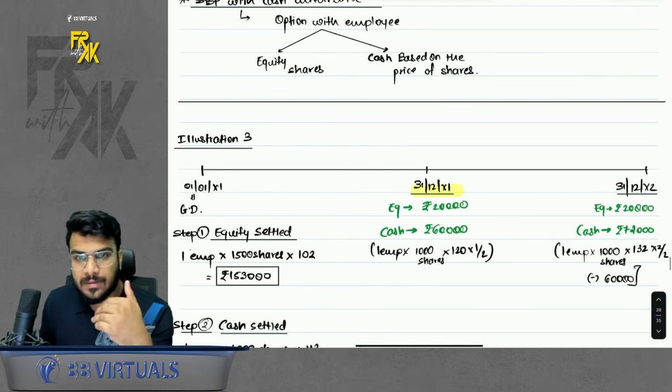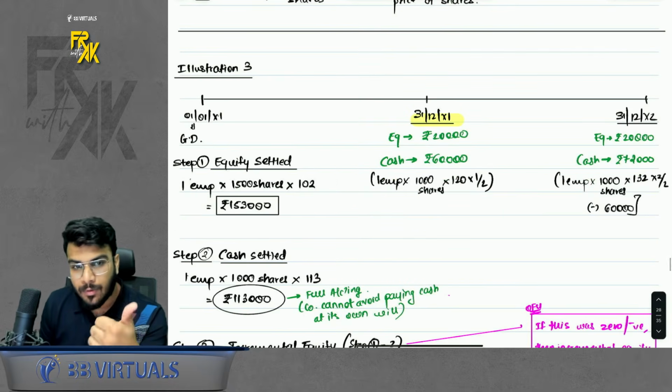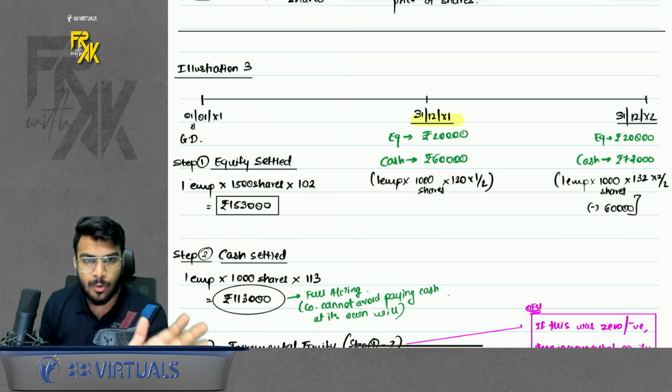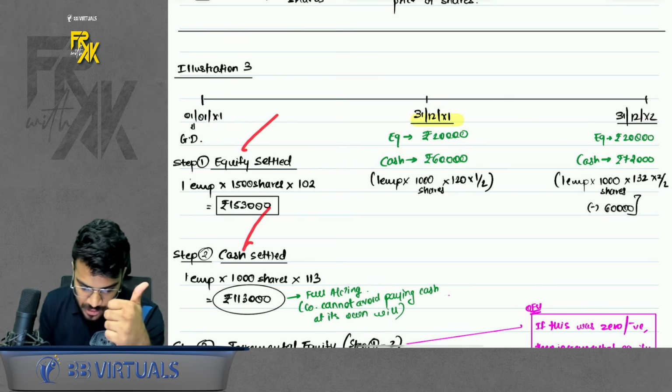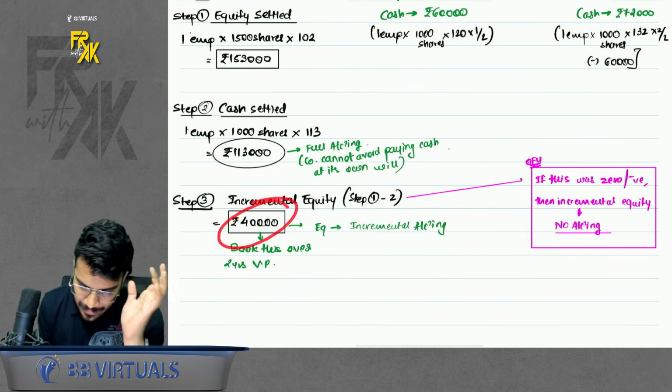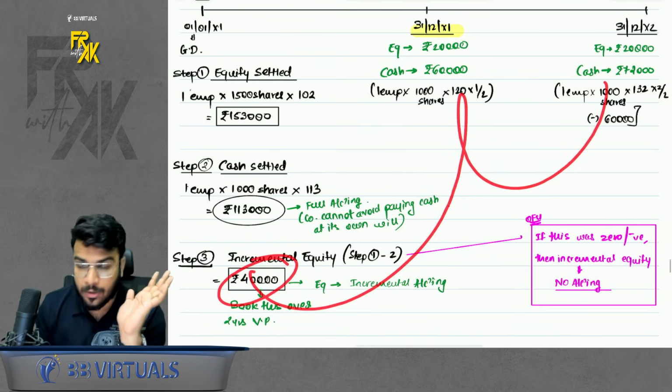When the option is with the employee, for cash we do the full accounting, and for equity we do incremental accounting. How to do that? On grant date, calculate 3 values: total value of equity, total value of cash, and the incremental equity. Incremental equity, directly divide by the vesting period and book it across the tenure.